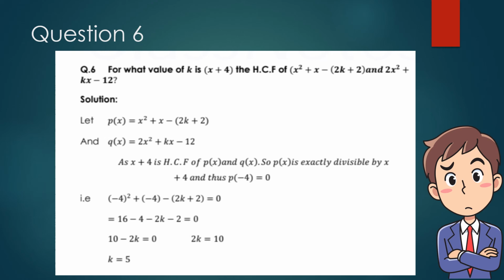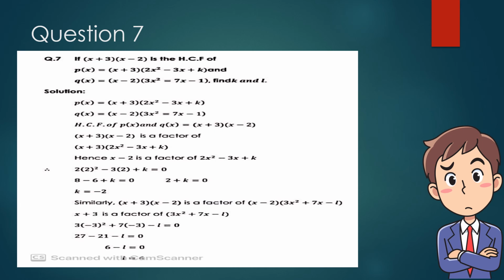So we can write p of minus 4 will give you 0. So now you will be replacing minus 4 instead of x. You will get minus 4 square plus minus 4 minus 2k plus 2 is equal to 0. You will get 16 minus 4 minus 2k minus 2 is equal to 0. It will give you 10 minus 2k is equal to 0. So k will be equal to 5.